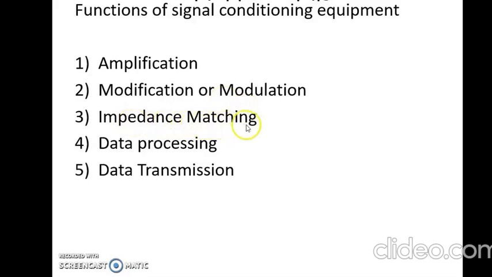Third one, impedance matching. The signal conditioning equipment arranges the input and output impedances of the matching device so as to prevent loading of the transducer and to maintain a high signal level at the recorder.